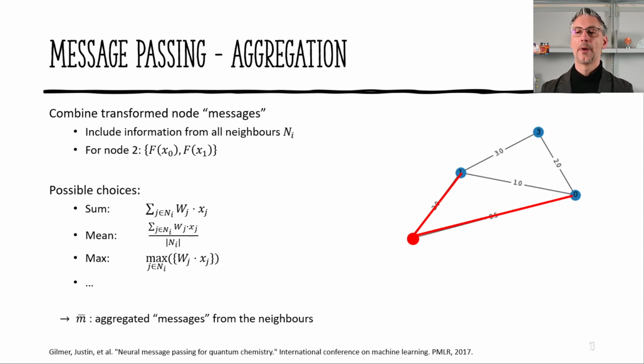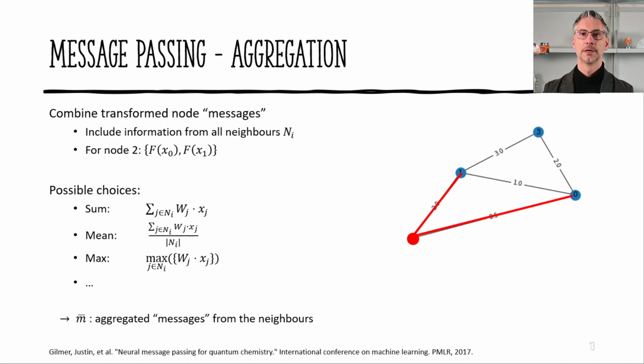So how do we combine the transformed node messages? We need to include information from all our direct neighbors. For example, for our node 2 here at the bottom left, we have node 0 and node 1. So we need to take the information on board with the learnable weights in the small neural networks. So for node 2 we now have a set of information that we need to combine. We have the information from node 0, f of x0, and the information of node 1, f of x1. So this set of information needs to be put together so we can apply it for our node 2.